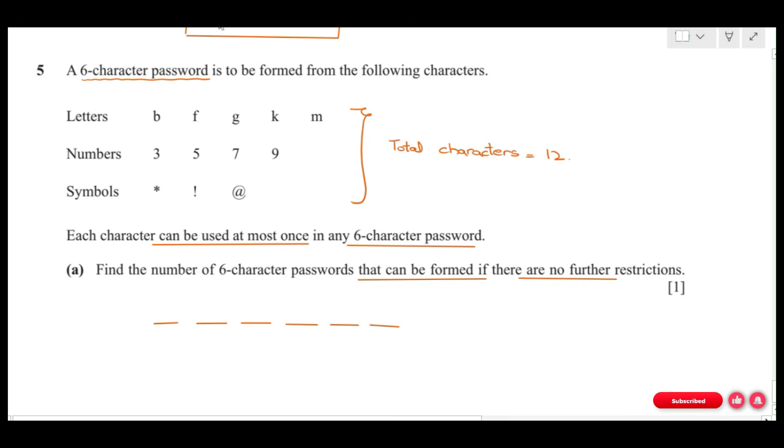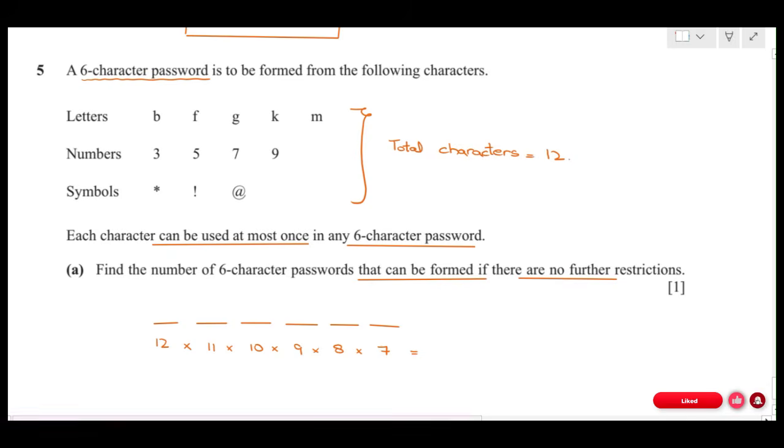Okay, so for the 6-character password, let's say the first character has 12 options from all these letters, numbers, symbols. The second has 11 options left. For the third character, 10 options are left. For the fourth character, 9 options are left. For the fifth character, 8 options are left. And for the sixth character, only 7 options are left. Right? So this is how you can make a 6-character password.